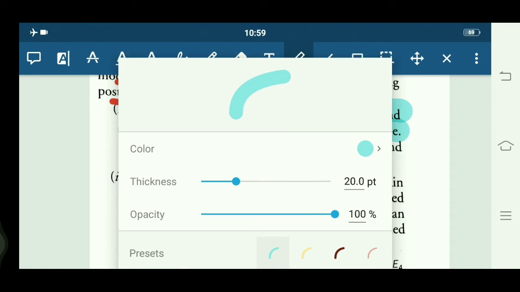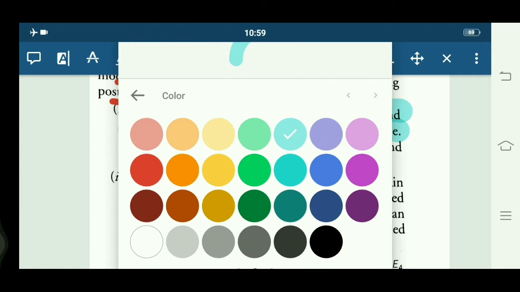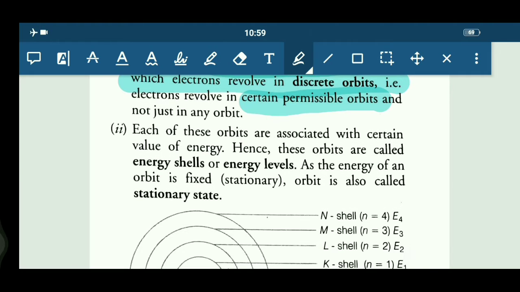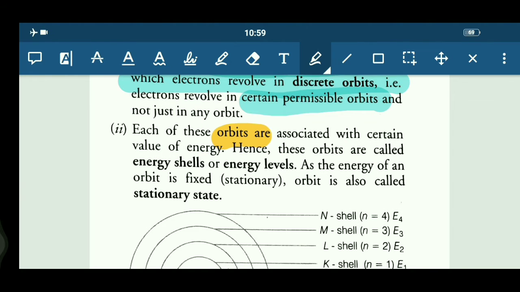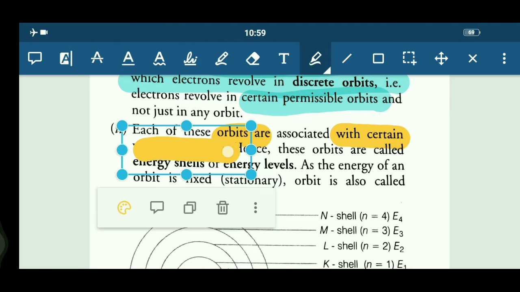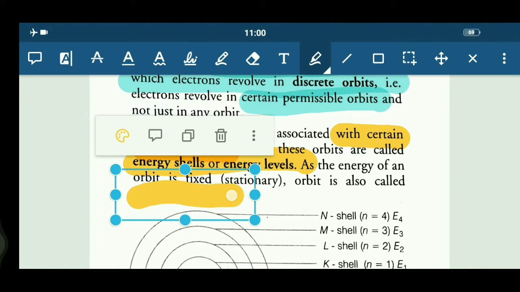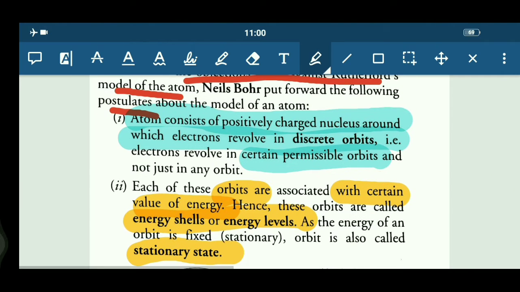Second, the postulate given by Niels Bohr was that each of these orbits is associated with a certain value of energy. So remember this: the orbits are associated with a certain value of energy, and that is why these orbits are said to be energy shells or energy levels. Now children, as the energy of an orbit is fixed, the orbit is also called a stationary state. So I hope these two points are clear.